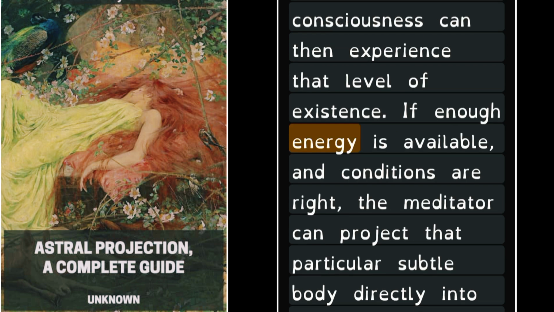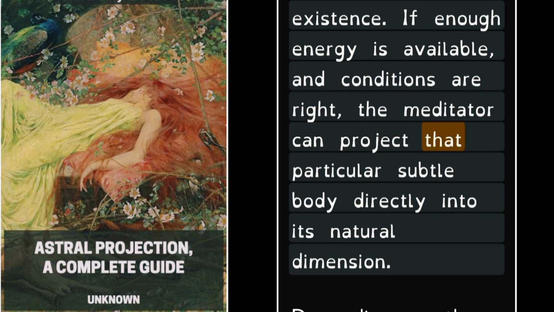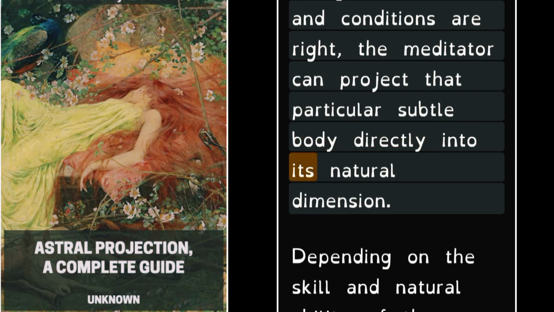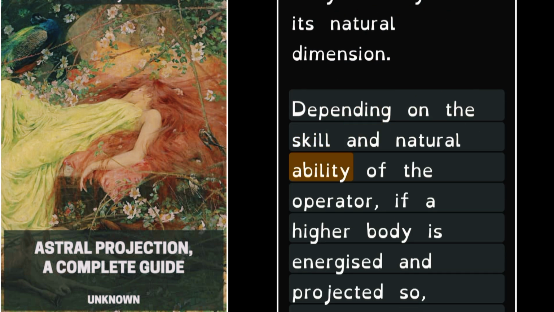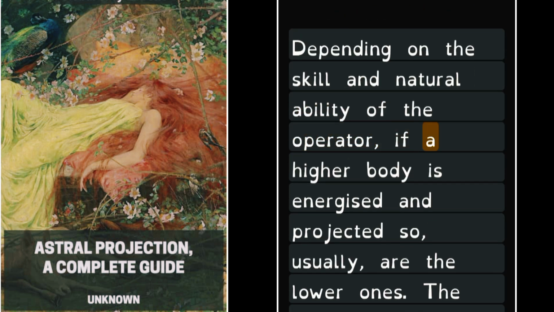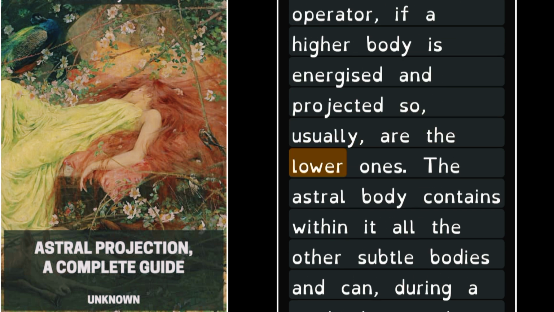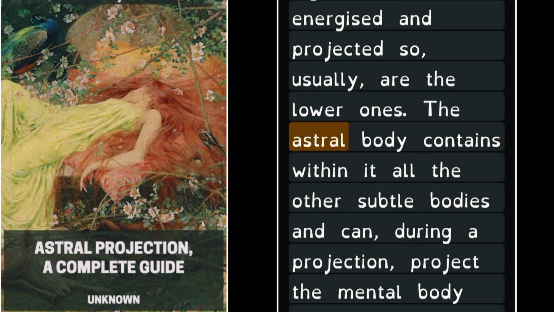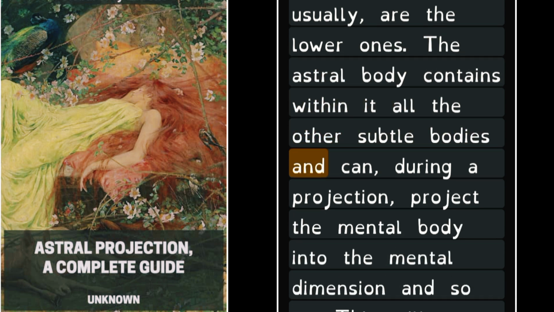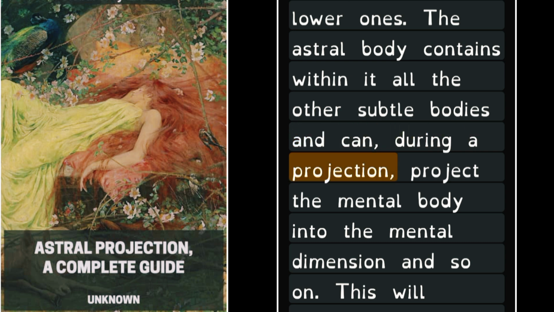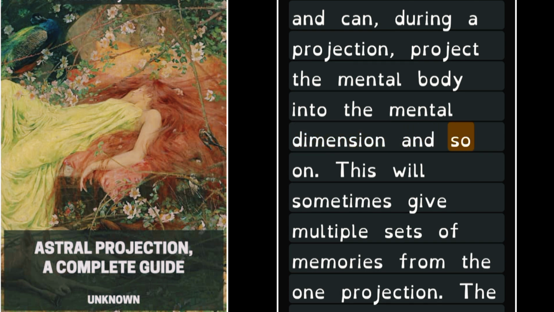If enough energy is available and conditions are right, the meditator can project that particular subtle body directly into its natural dimension. Depending on the skill and natural ability of the operator, if a higher body is energized and projected, so usually are the lower ones. The astral body contains within it all the other subtle bodies and can, during a projection, project the mental body into the mental dimension and so on.